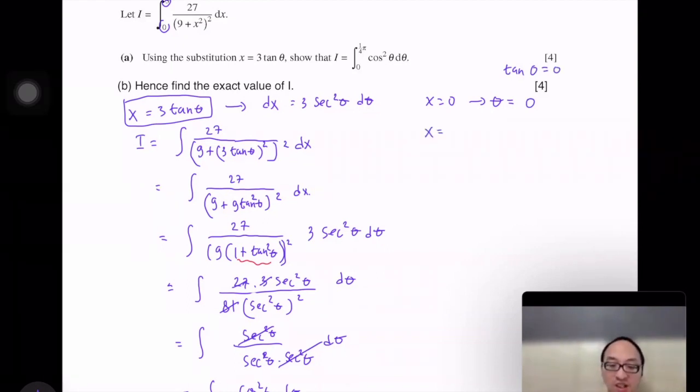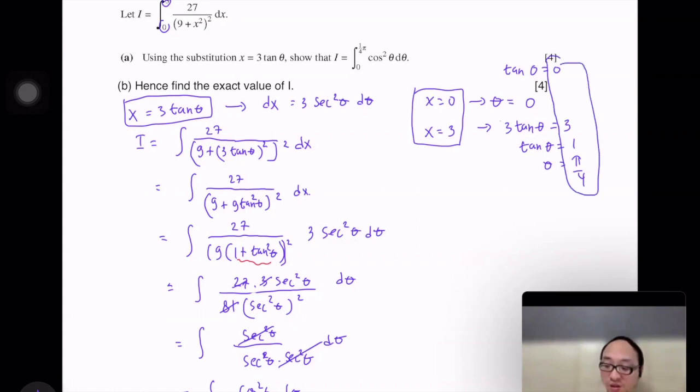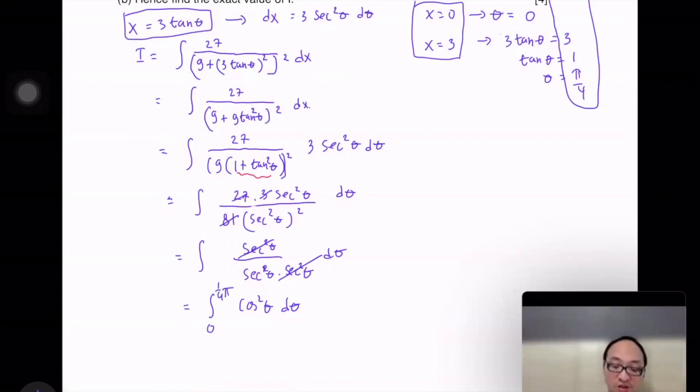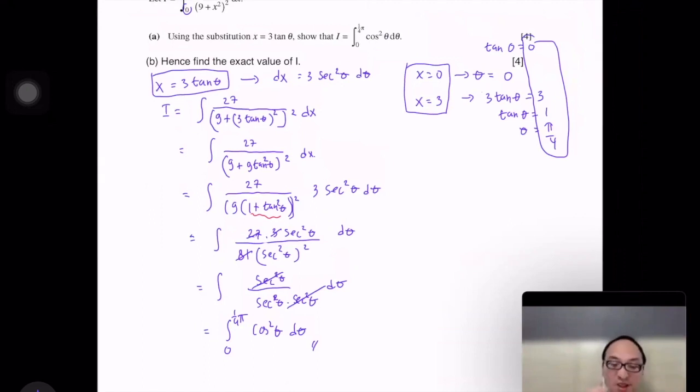When x equals 3, that means 3 tangent theta equals 3. So tangent theta equals 1. Theta is pi over 4. So that means the boundaries change from 0 until 3 into 0 until 1 over 4 pi. Yeah, this is the first one. And B, find the exact value of I.